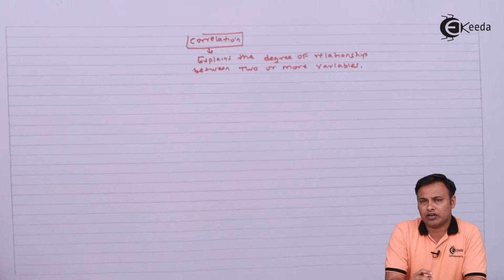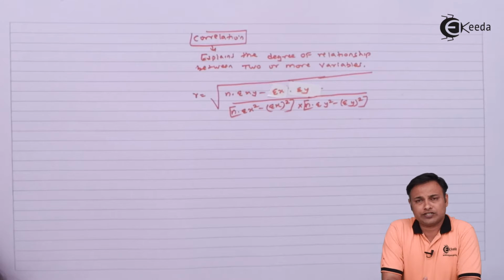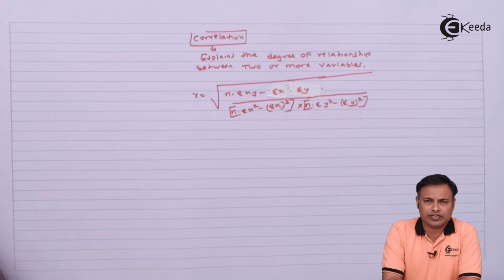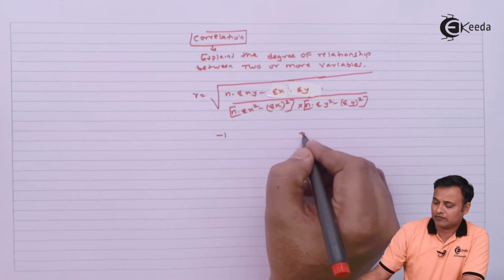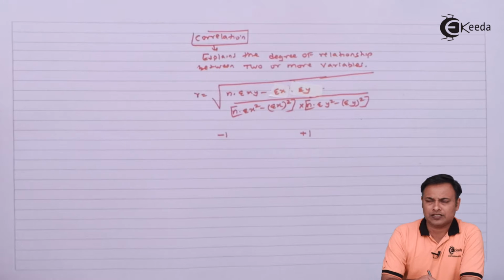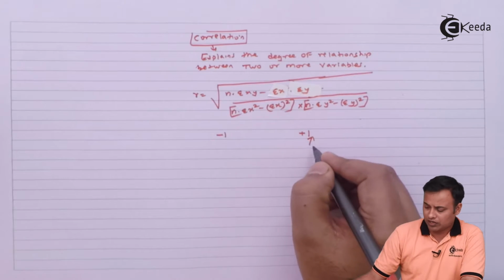For correlation, we have got a formula. So the formula for correlation is n into summation xy minus summation x into summation y, upon square root of n into summation x square minus summation x the whole square, into n into summation y square minus summation y the whole square. The correlation will always lie between -1 and +1. So +1 means perfectly positive correlation.